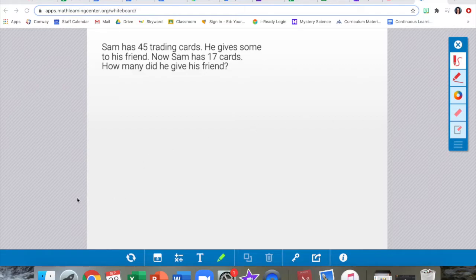Sam has 45 trading cards. He gives some to his friend. Now Sam has 17 cards. How many did he give his friend? Now, to use the part-part-whole strategy, we need to figure out whether we know what the whole amount of trading cards was or whether we know the parts. So let's read this story one more time.